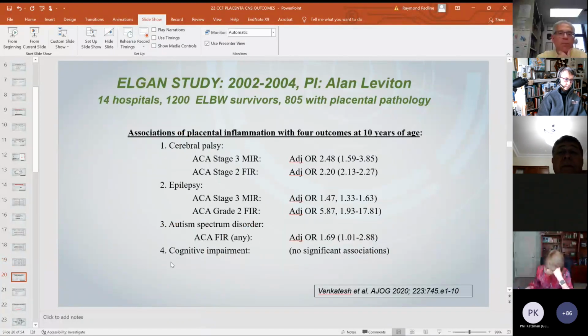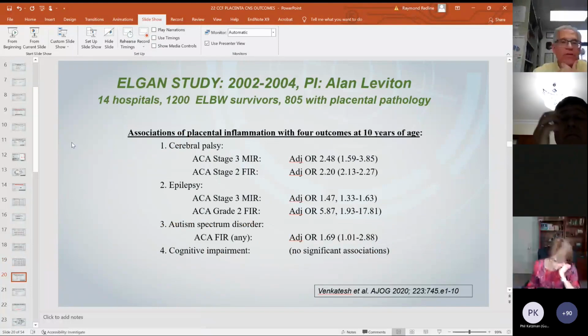And then to just wind up what I wanted to say about preterm infants, most of you have probably heard of the Elgin Study, which was conducted in the early 2000s. PI Alan Leviton, who was at Children's Hospital in Boston, a multi-center study of 14 hospitals, 1,200 extremely low birth weight survivors, 805 with placental pathology. So a much larger multi-center study, and they found overlapping findings with 4 outcomes in this case at 10 years of age.